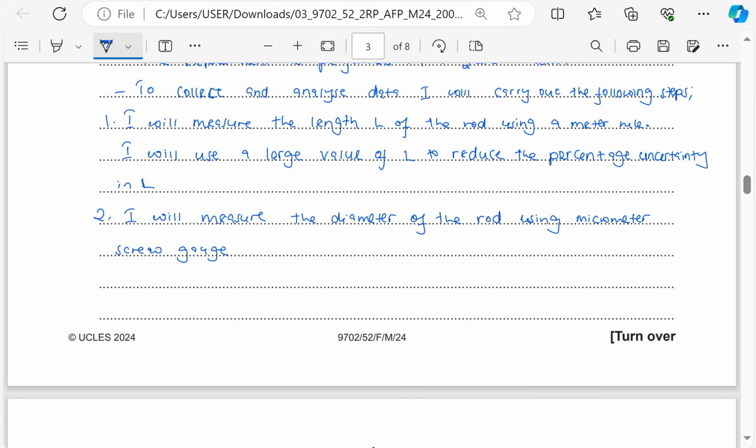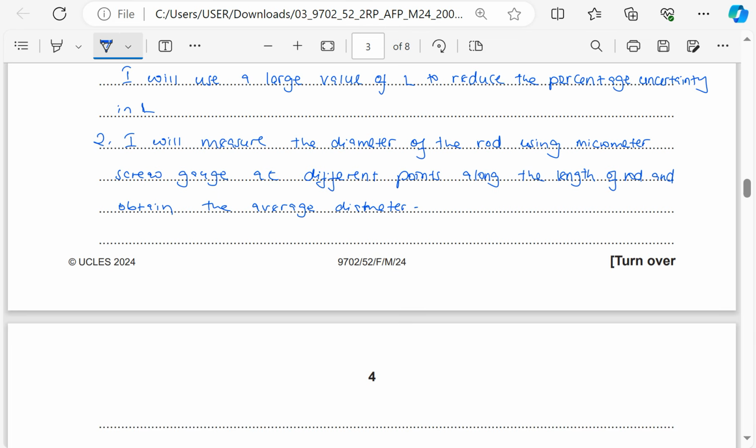So I will measure the diameter of the rod using a micrometer screw gauge at different points along the length of the rod and obtain the average diameter.